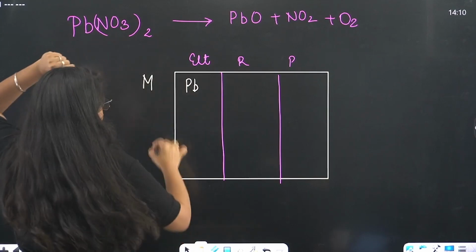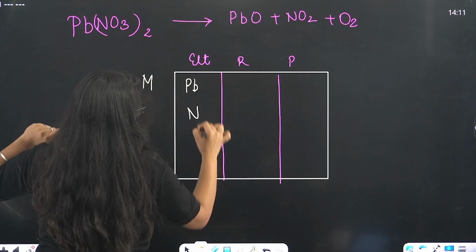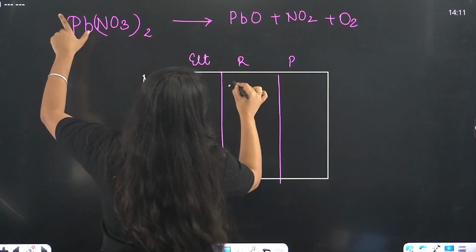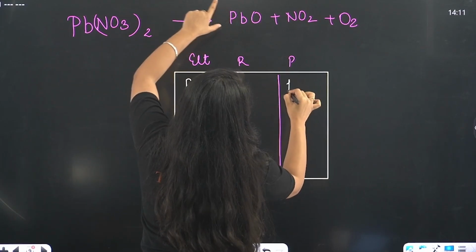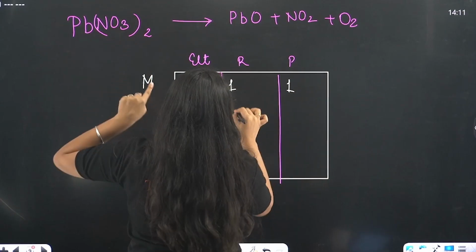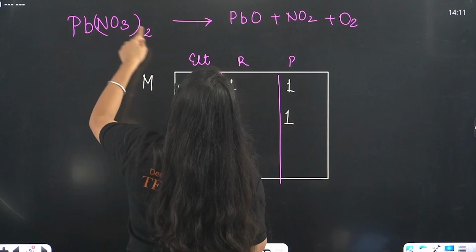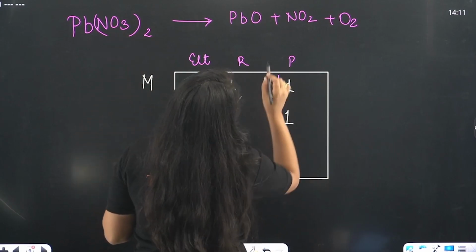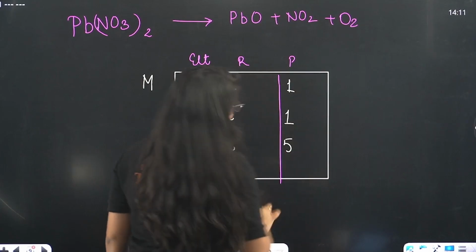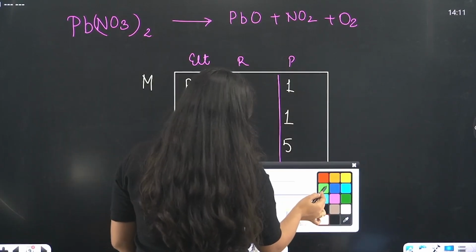Okay. Then beta, we have nitrogen. Then we have oxygen. 3 things are here. How many Pbs are there? Ma'am, only 1. How many Pbs are there? Only 1. How many nitrogen is there? 2. Nitrogen is 2. Be very careful about this. Nitrogen is only 1. Oxygen is how much? 2 into 3, 6. Here oxygen is how much? 1, 2, 3, 4, 5. Now this is going to be a little tricky. Let's see how. So make sure first we are doing metals.